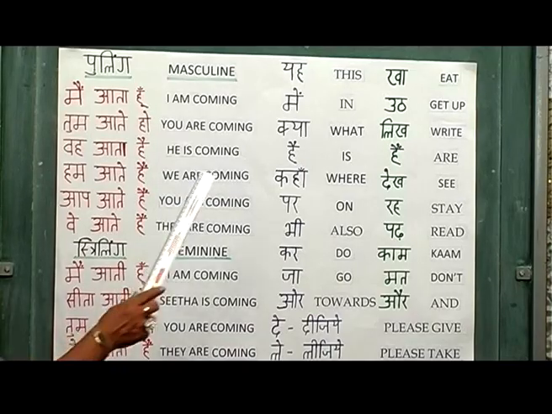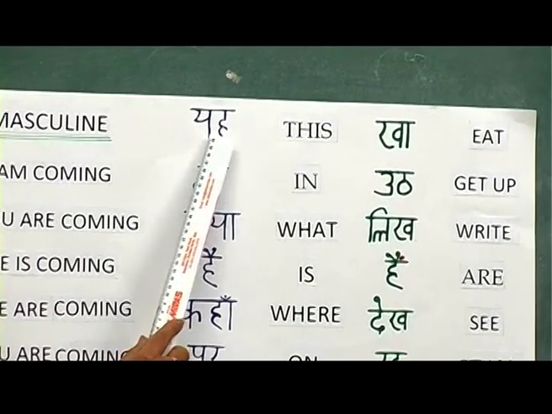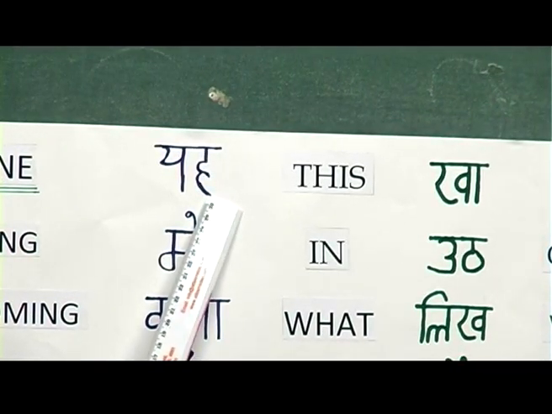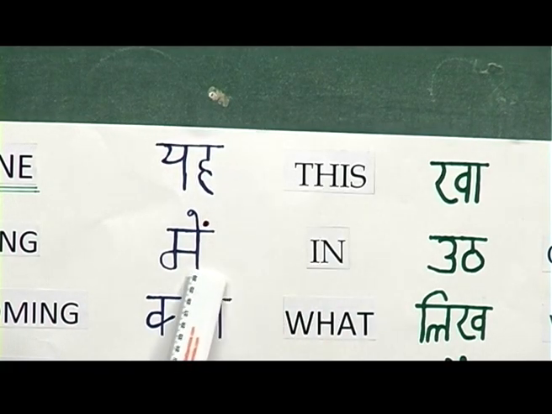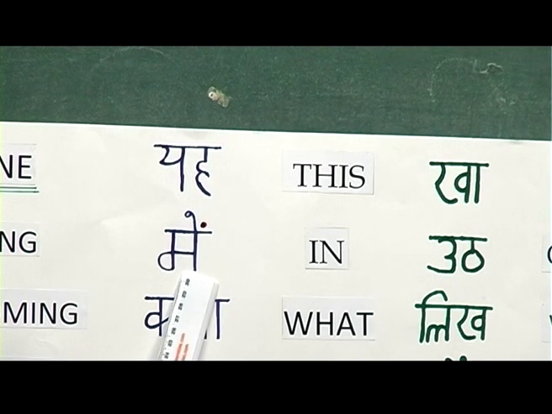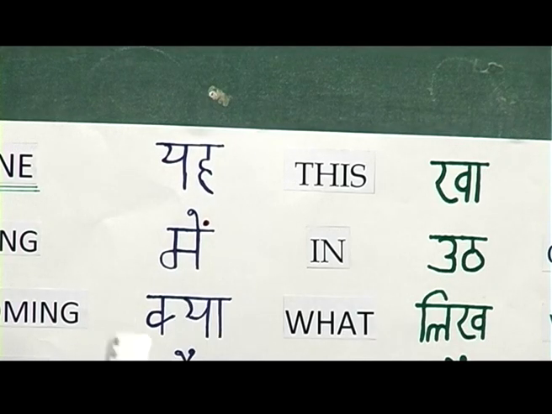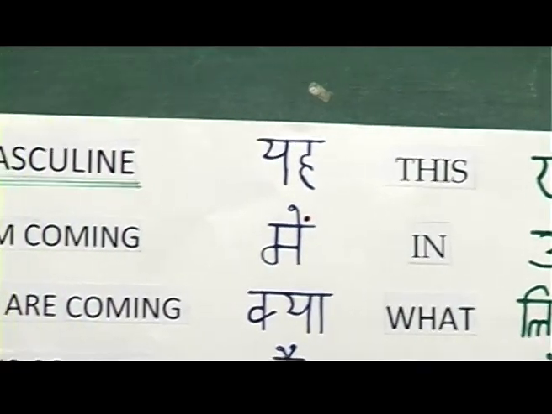Alright, the first word here is yah. It's a y and a h, which is pronounced as yah. It means this. We then have may. Alright, now do not be confused, please, because on the other end I have may.